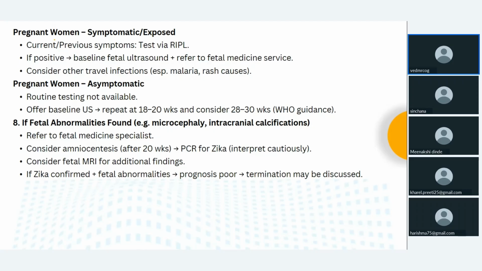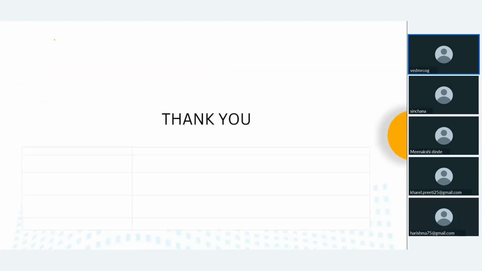And what if there are fetal abnormalities like microcephaly or intracranial calcifications? She will be referred to the fetal medicine specialist. Consider amniocentesis after 20 weeks of gestation, and PCR for Zika virus will be done. Consider fetal MRI for additional findings, and if Zika is confirmed and there are fetal abnormalities, counsel them for poor prognosis and termination may be discussed. Okay, so that finishes the Zika virus. Thank you.